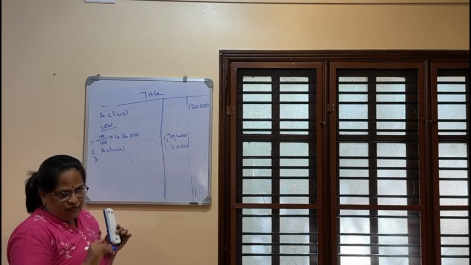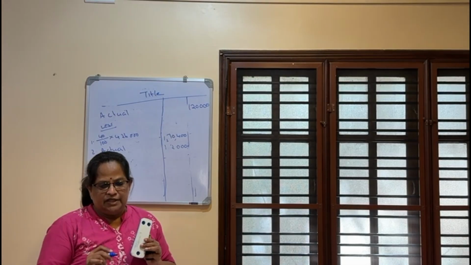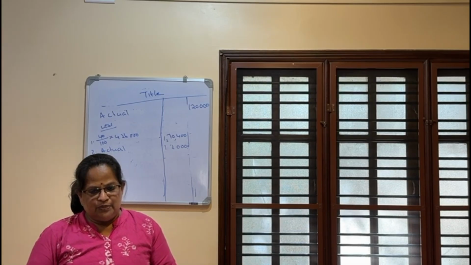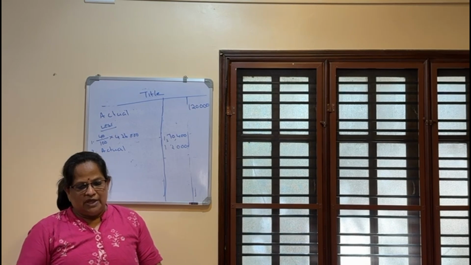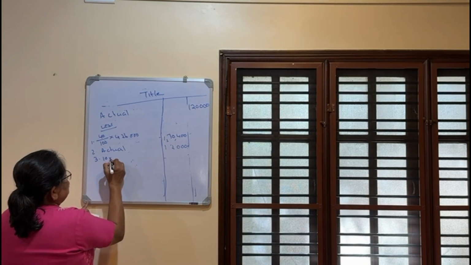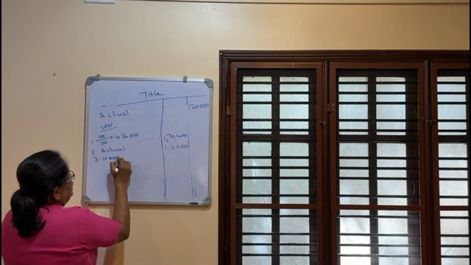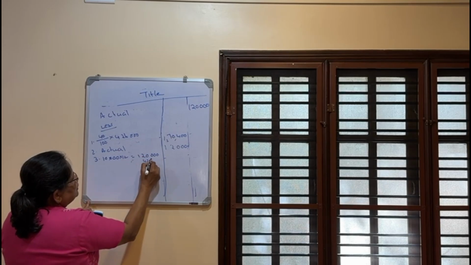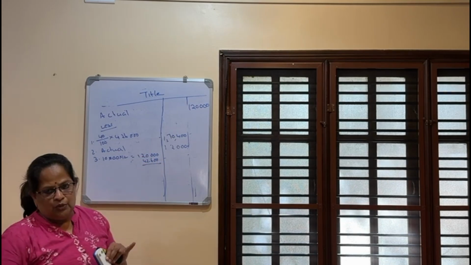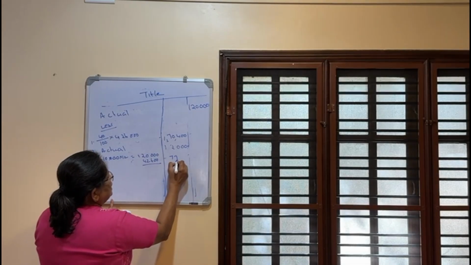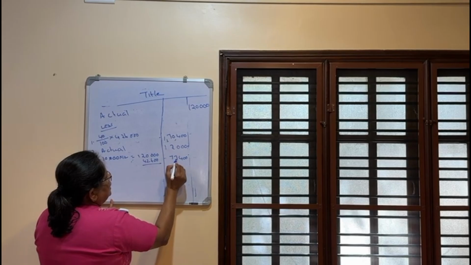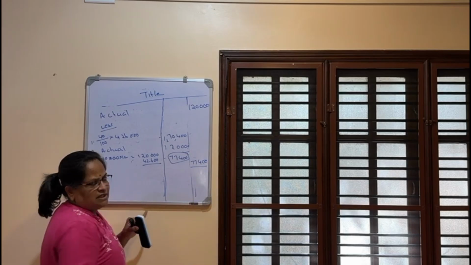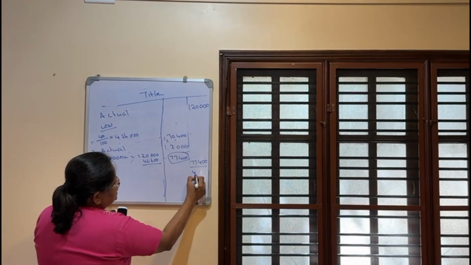Then excess of rent paid over 10% of salary. He is paying a rent of 10,000 per month. So that means 10,000 into 12, 1,20,000. Now 10% of salary is 42,600. When you reduce this, you will get 77,400. Here your least value is 77,400. This will be exempted and the taxable value will be 42,600.